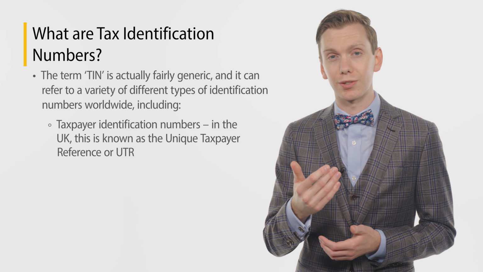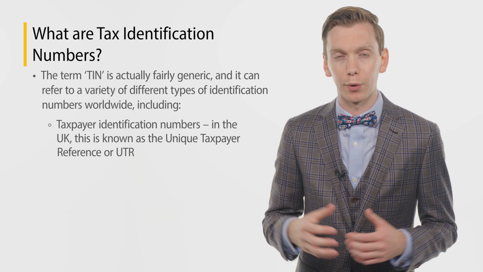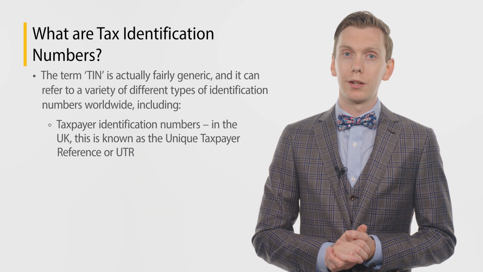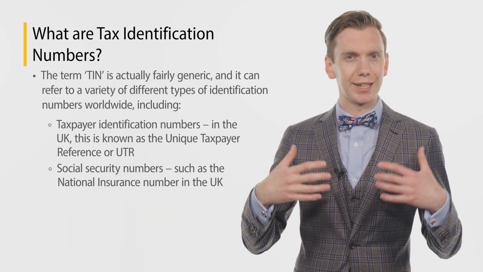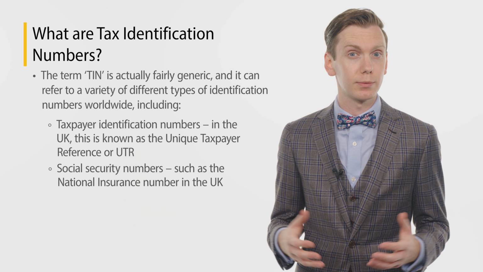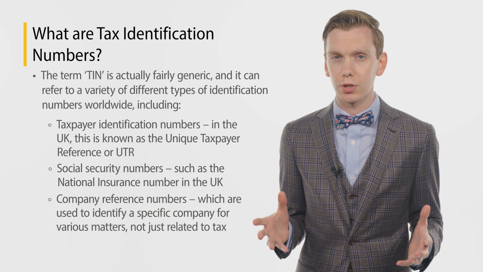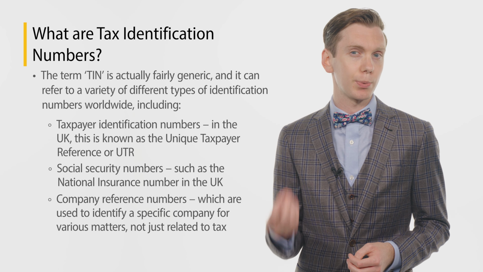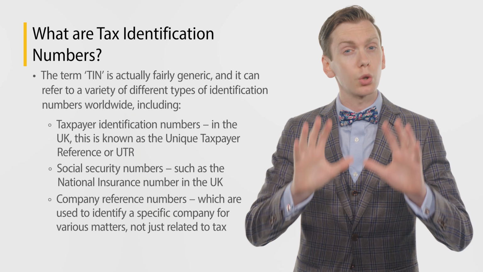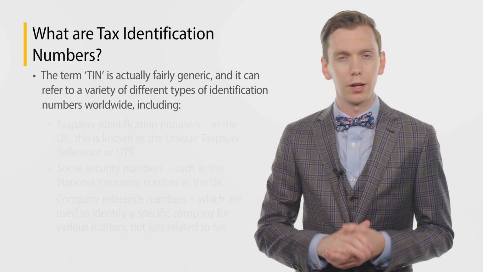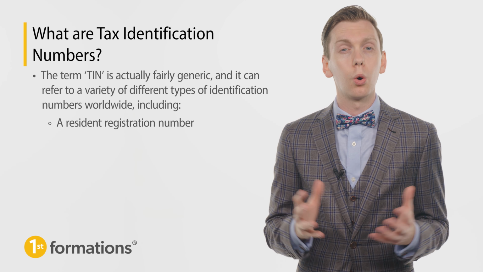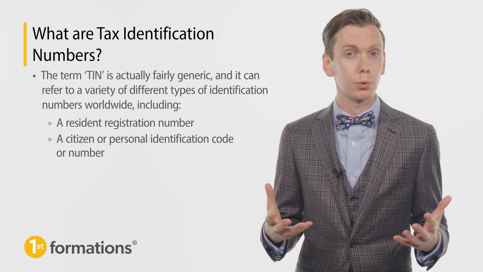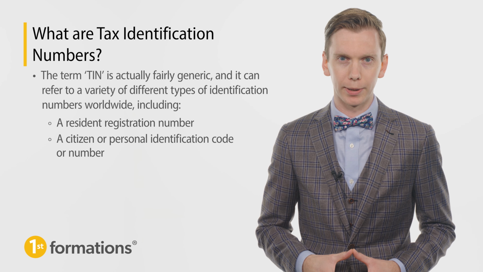In the UK, this is known as the Unique Taxpayer Reference, or UTR. Social security numbers, such as the National Insurance Number in the UK. Company reference numbers, which are used to identify a specific company for various matters, not just related to tax. A resident registration number, or a citizen or personal identification code or number.